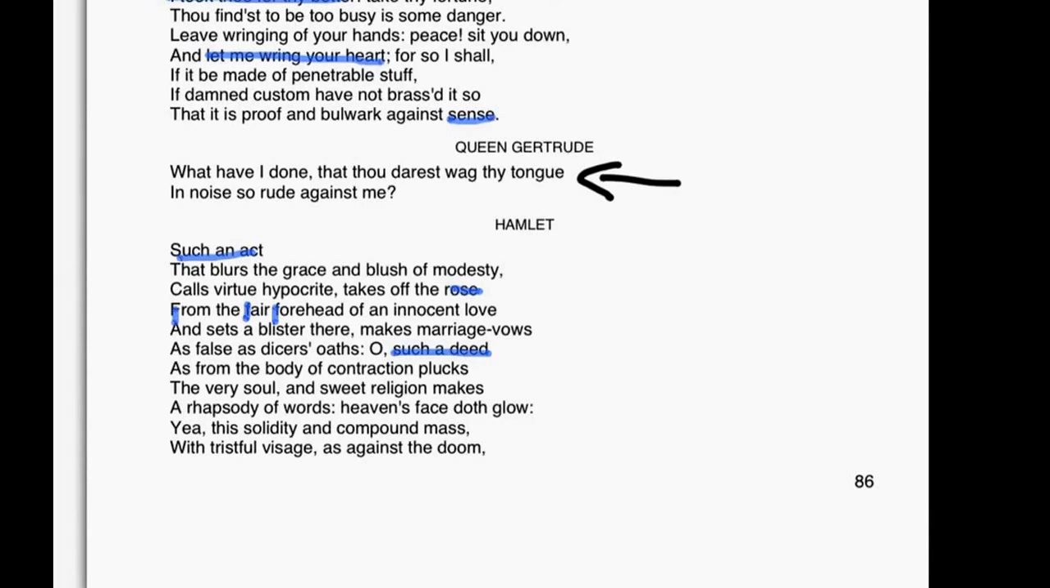And then he goes on to start to describe the contrasts between her first marriage and her second marriage, and he says that "heaven's face doth glow." So that means that heaven is blushing with shame and embarrassment because Gertrude has made such a terrible mistake in marrying Claudius.